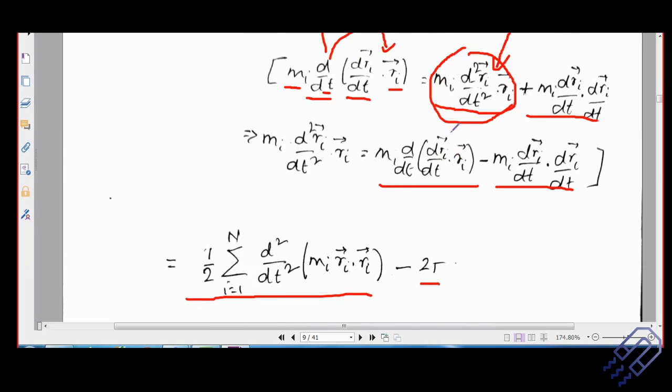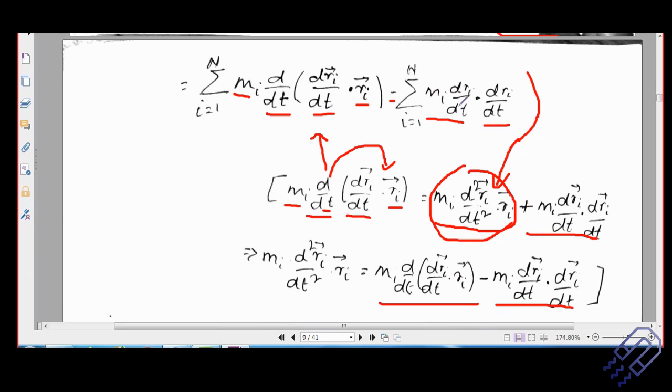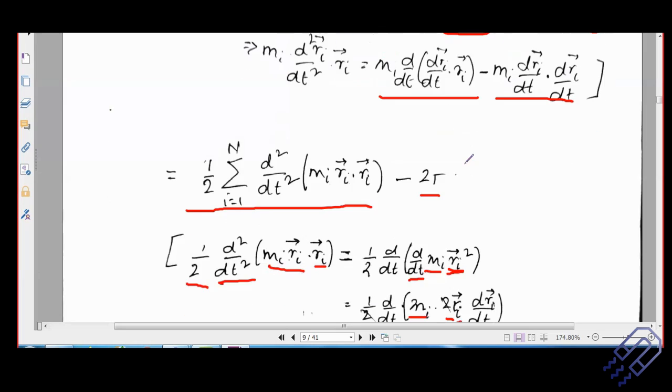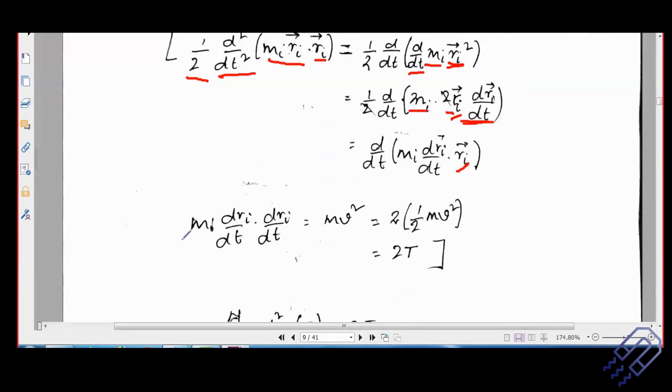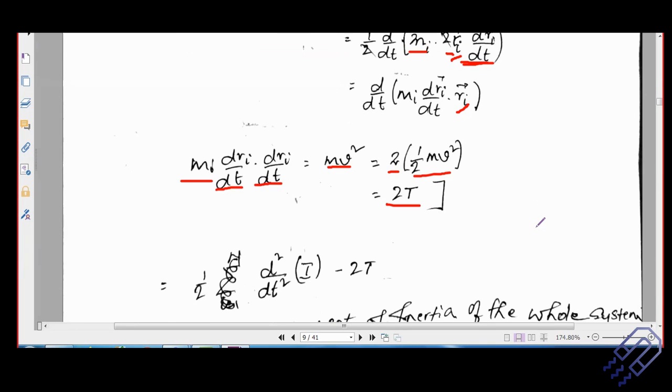Now what about the second term? How does the second term become minus 2T? See here. This is m. This is dr_i/dt, right? And this is dr_i/dt. So dr_i/dt means it's velocity, so this is velocity square. So it is mv square. You divide by 2, multiply by 2, you get 2 times half mv square. So that is nothing but kinetic energy. I have shown this here, but I think you can understand it: m_i dr_i/dt squared, which is nothing but mv square, 2 times half of mv square, which is equal to 2T. So it is expected that you understand this. In many books I have seen that they don't derive it, and I don't understand why. It should be derived, otherwise we don't understand things clearly.